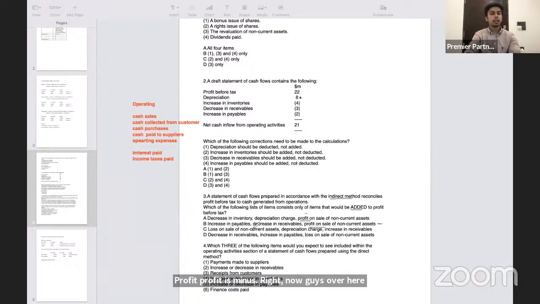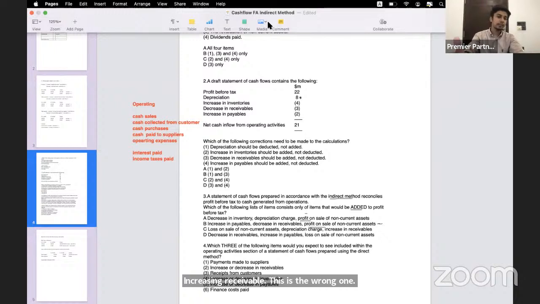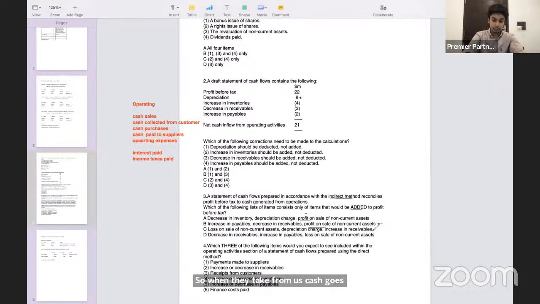Right now, guys, over here. Loss on sale of non-current asset. That's correct. Why? Loss, expense. Expense we add. No, this is okay. Depreciation. That was also positive. Increase in receivable. This is the wrong one. Because guys, if customers are increasing, then they are borrowing money from us. So when they take from us, cash goes out. So this is the wrong answer. It's a minus one. So therefore, guys, obviously the answer has to be the last one. Last one should be the correct option. Okay, so if you're having a doubt, guys, just let me know.